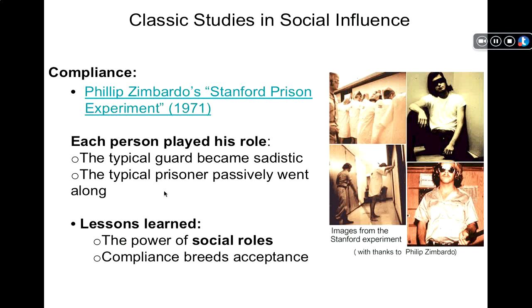And then Zimbardo sat back and let individuals play out their roles. So each person played his role. This was what was surprising about this study, is that everybody sort of went along. Typical guard became sadistic. Typical prisoner passively went along. The lesson learned from this study is the power of social roles.